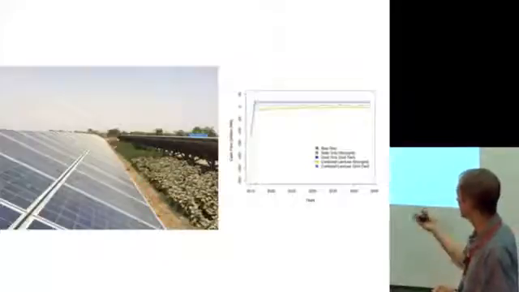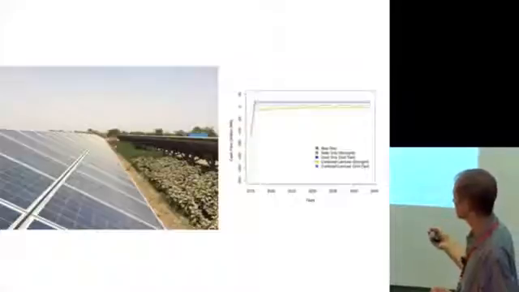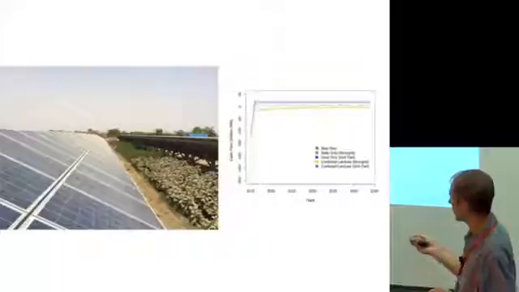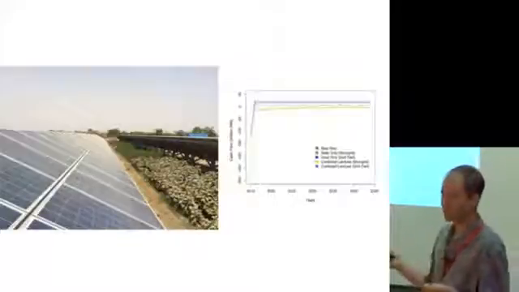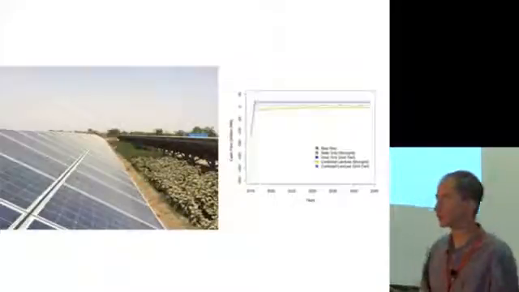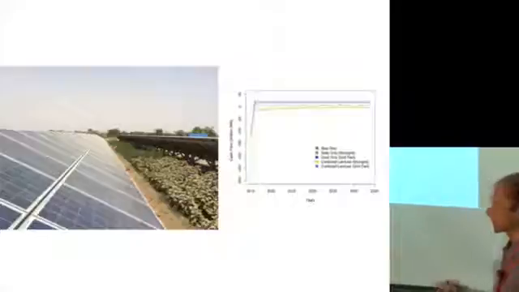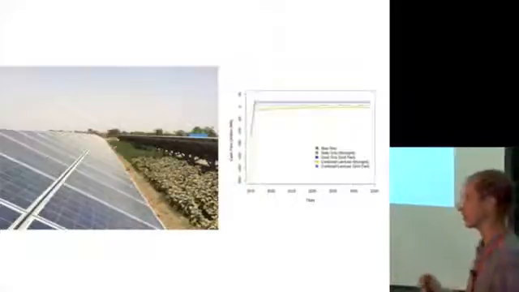I guess the picture didn't show up. This is actually an example, I think, of a trial going on in India. There's a lot of commercial interest in these coupled solar agricultural systems. Similarly, there's a lot of interest in coupled wind farms in agriculture.